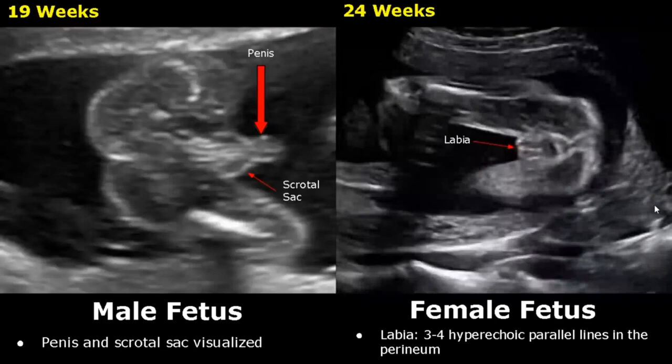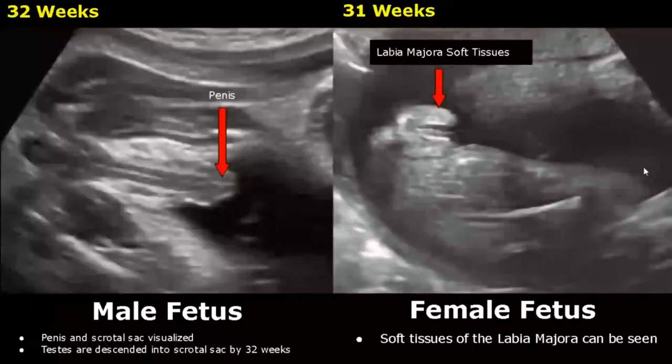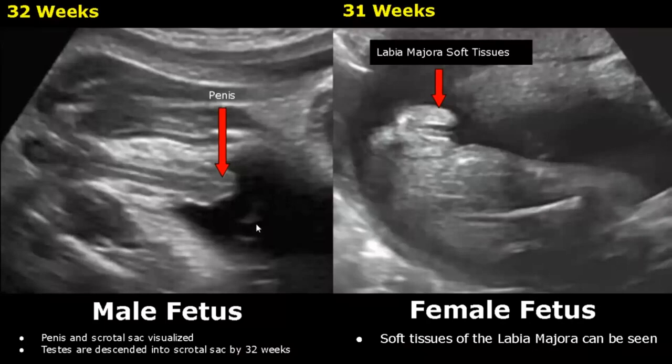At 24 weeks, the appearance of the labia is even more clear. We can see the hyperechoic parallel lines very clearly. Determining the gender becomes easier as the fetus grows. Usually by 32 weeks in a male fetus, the testes will descend into the scrotal sac and they can be visualized. In this image, however, we do not see the scrotal sac, but we can see the male genitalia.